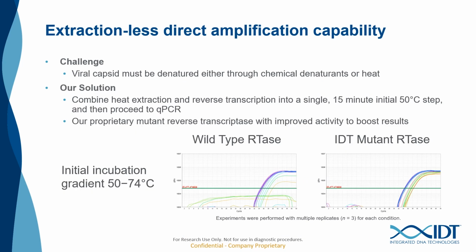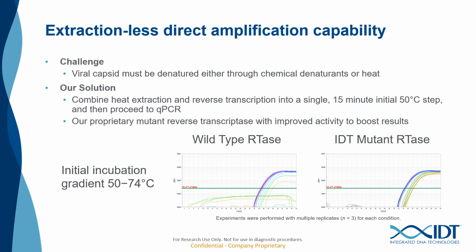For viral capsid denaturation, we created a 2-step solution. The first was to combine the heat extraction and the reverse transcription into a single 15-minute initial 50 degrees Celsius step, and then proceed to qPCR. This was partially solved by our buffer composition, but also one of our proprietary mutant reverse transcriptases developed with improved activity in this context.